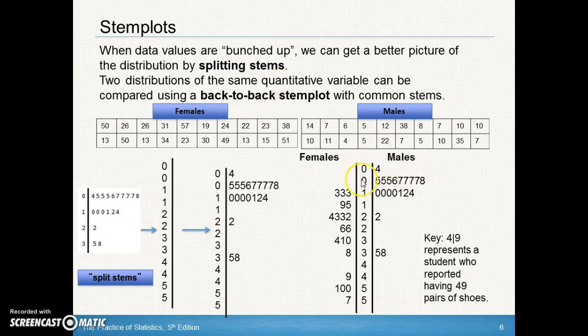So male shoes are pretty easy to read. One person owns 10 shoes, another owns 11, another owns 12, another owns 14. But when you're reading the left side of a back-to-back stem plot, you have to be aware that the stem really belongs before the leaf. So for this first female, she doesn't own 31 pairs of shoes, she owns 13 pairs of shoes. This first data point here, this woman owns 24 pairs of shoes, not 42 pairs of shoes.